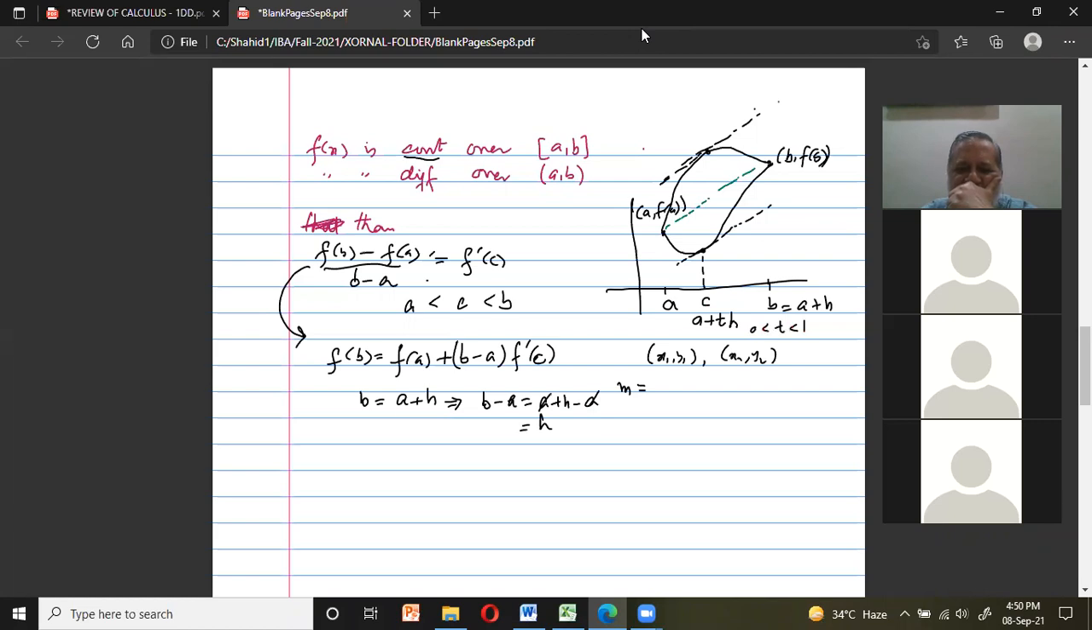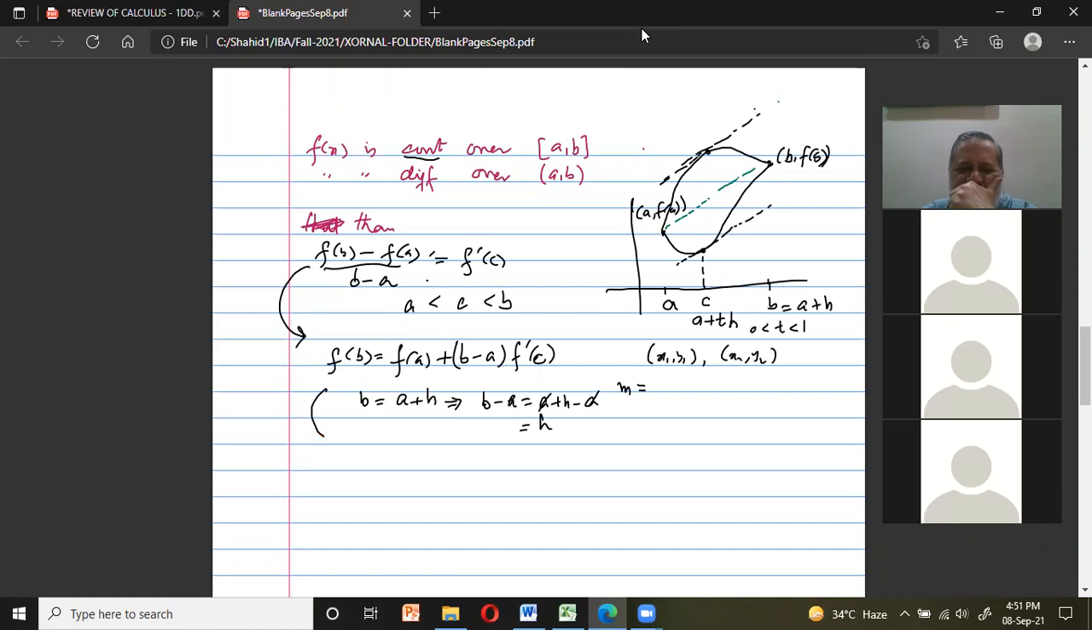If I allow t to be 0, then a plus 0 will be a. If I allow t to be 1, it will be a plus h, that means b. I have not allowed t to be 0 or 1, so t is between 0 and 1, and a plus t h will lie between a and b. So c can be represented as a plus t h.